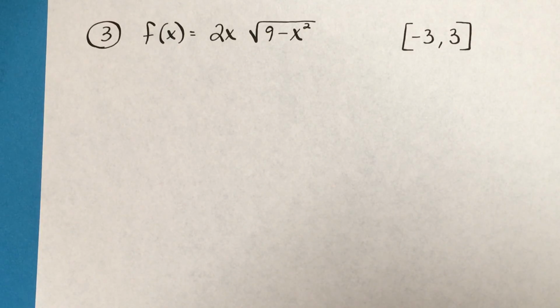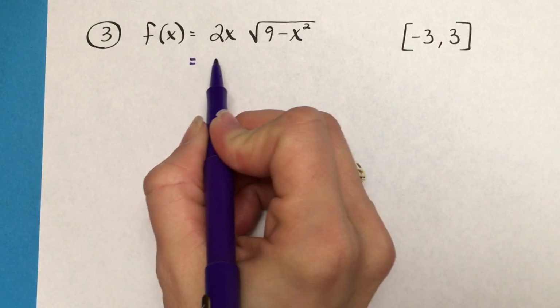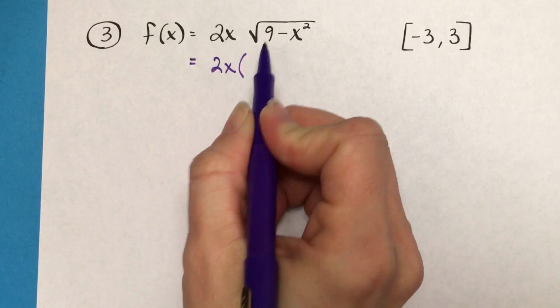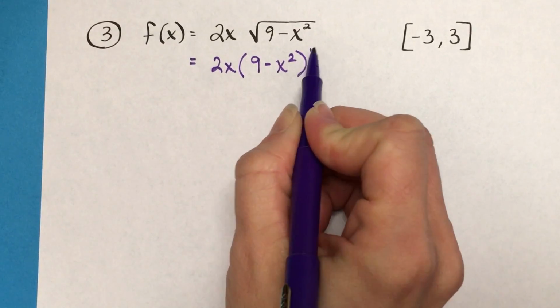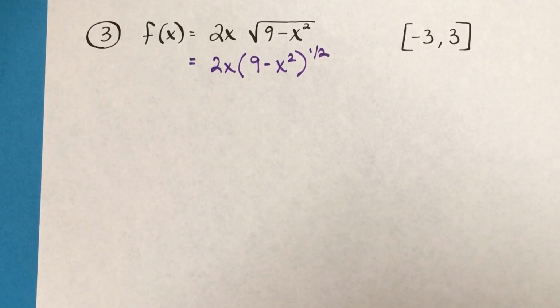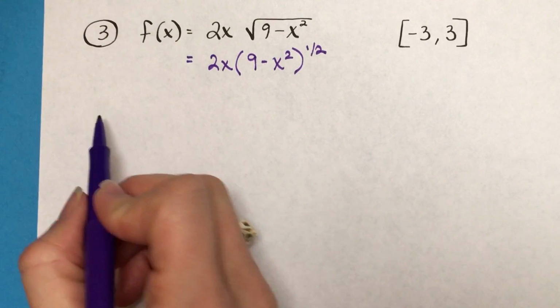And we'll discuss what that means when we actually go to do our sign graph. It doesn't affect you doing your derivative though. What I'm going to do first though is actually rewrite this as 9 minus x squared to the 1/2 power. Okay, you're going to have to use your product rule on this.